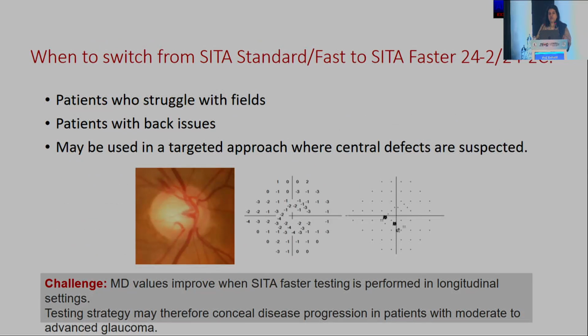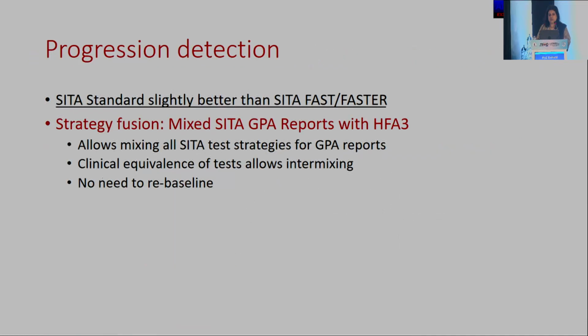You can switch your patients from SITA standard or fast to SITA faster when patients struggle with the fields, when they have fatigue issues, or if you want a more targeted approach where central defects are suspected. But remember that there is a challenge. The mean deviation values improve when SITA faster testing is performed in a longitudinal setting. So you have to keep in mind when you switch the patients.